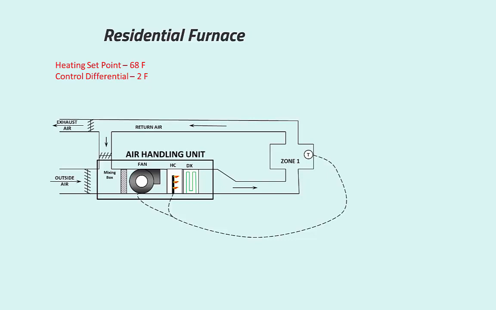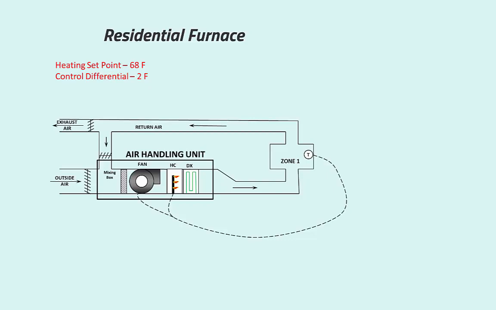As warm air is put into the occupied space, the temperature will rise. The system will continue to operate until the differential is achieved. That is, the temperature, which is the set point plus the control differential, is sensed back at the thermostat. A typical control differential for a residential system like this is 1 to 2 degrees Fahrenheit. So in this case, let's say the control differential was 2 degrees Fahrenheit.